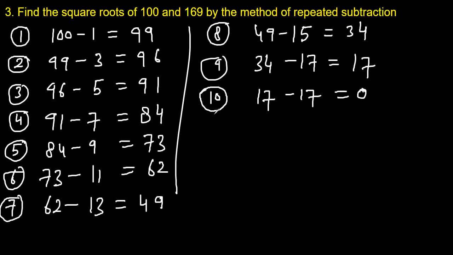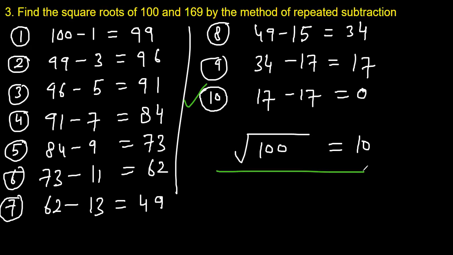That means we have subtracted the first 10 odd natural numbers and we got 0. That means the number 100 was formed by adding the first 10 odd natural numbers. So we can conclude, since in the 10th step we are getting 0, that the square root of 100 is equal to 10. You see the number of steps is 10, so the square root of 100 is 10. So this is the method of repeated subtraction, and you can find the square root of any perfect square, no matter how big the number is. But as the number gets bigger and bigger, this method becomes lengthy.